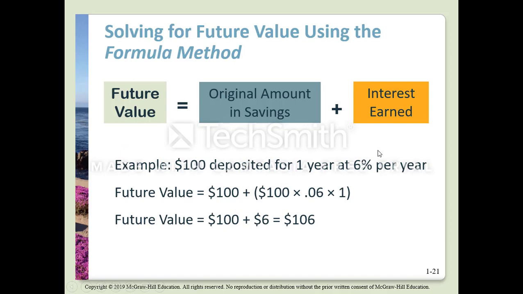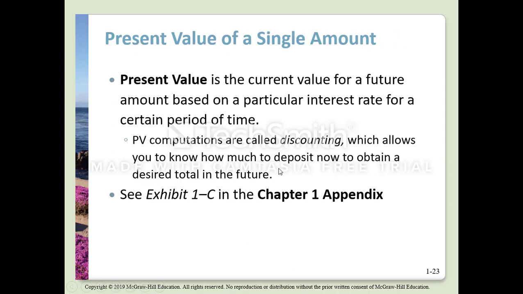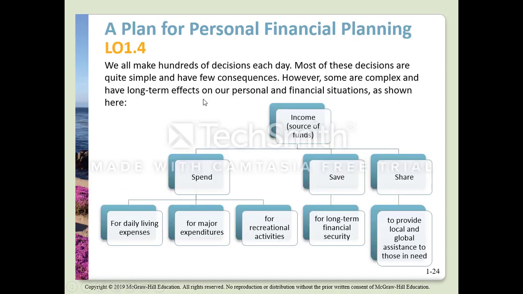And again, we're going to skip the calculations. Then an annuity is a series of equal deposits at equal intervals, earning a constant rate. An example of an annuity is a retirement savings or any other savings goal in which you deposit an equal amount at equal intervals. We already discussed present value.